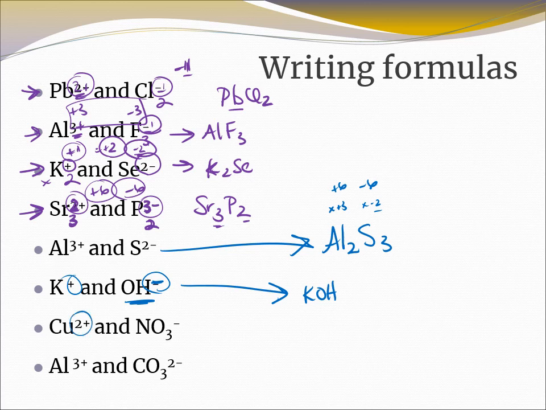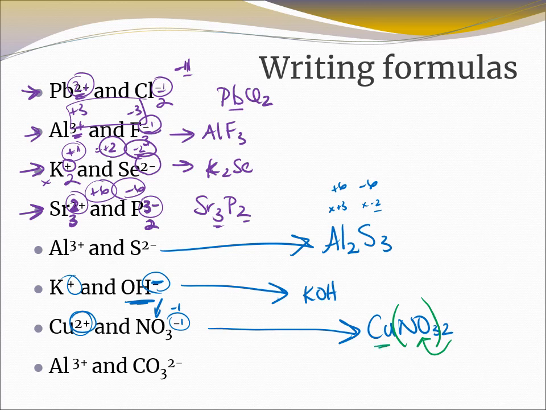Cu with a 2+ charge, nitrate with a -1 charge. I need 2 of these, -1, -1, to balance out this +2. This one's going to look kind of weird if I write CuNO32, it's going to look like I have 32 oxygens, and that is not what we have going on. So we add parentheses around the nitrate, and that shows us that we have 2 of those nitrate polyatomic ions for every 1 of those copper ions.